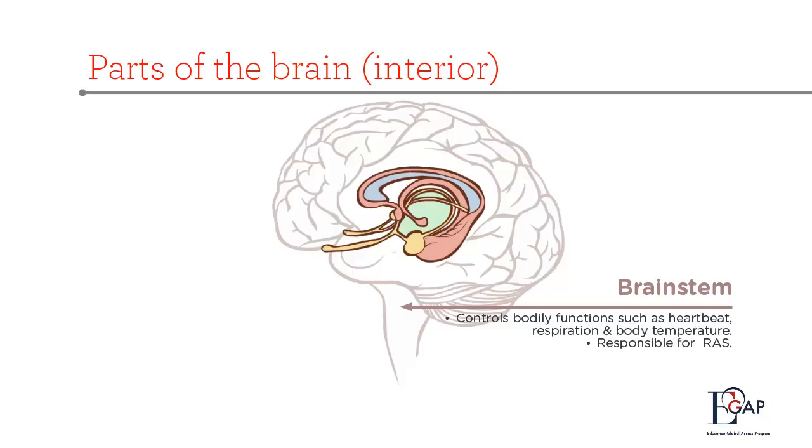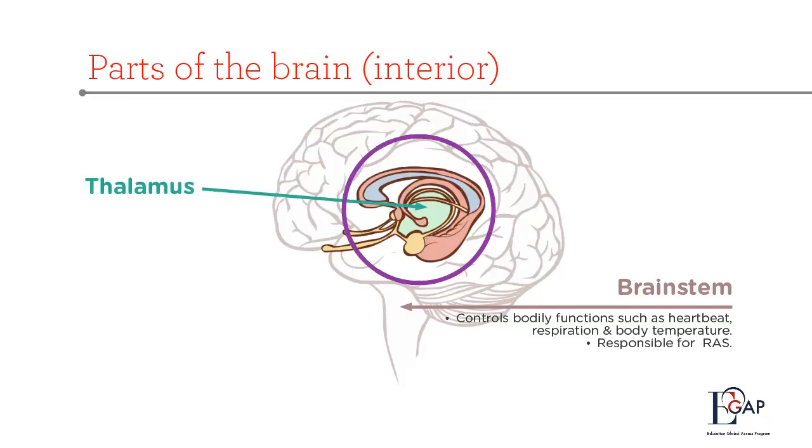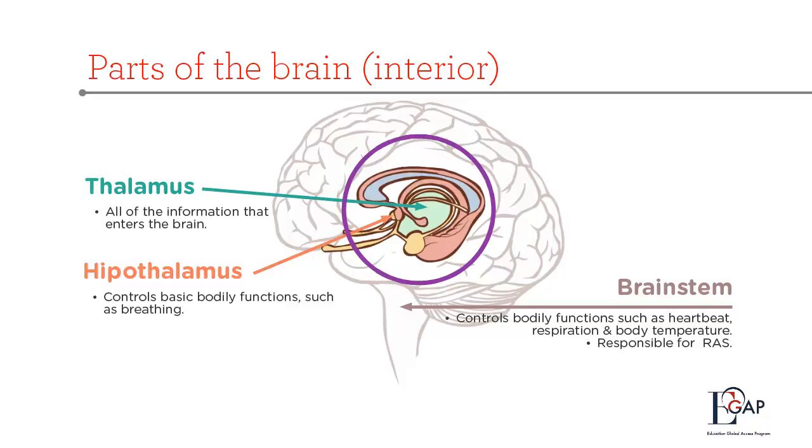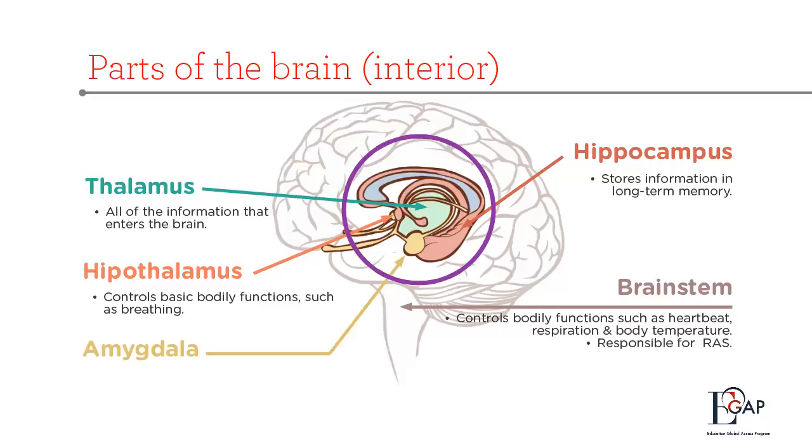Above the brainstem is a collection of structures called the limbic system. This system is made up of four main parts. The thalamus, which is the first stop made by all of the information that enters the brain through our senses. The hypothalamus, which controls the basic functions of our body, including breathing and sleeping, and generally makes sure everything is running smoothly in homeostasis. The hippocampus, which helps us store information in our long-term memory and make meaning out of information. And finally, the amygdala, which helps regulate our emotions.